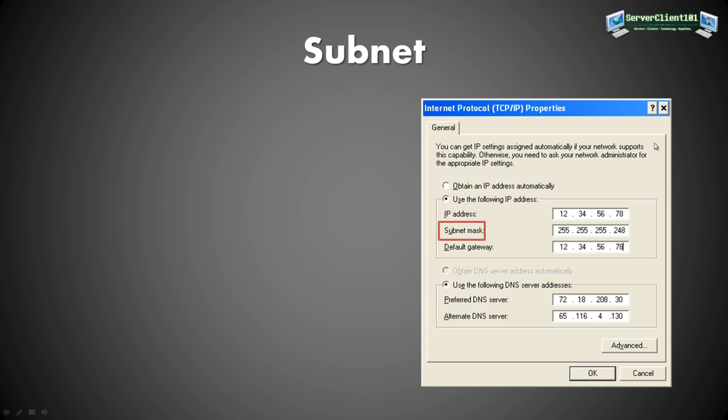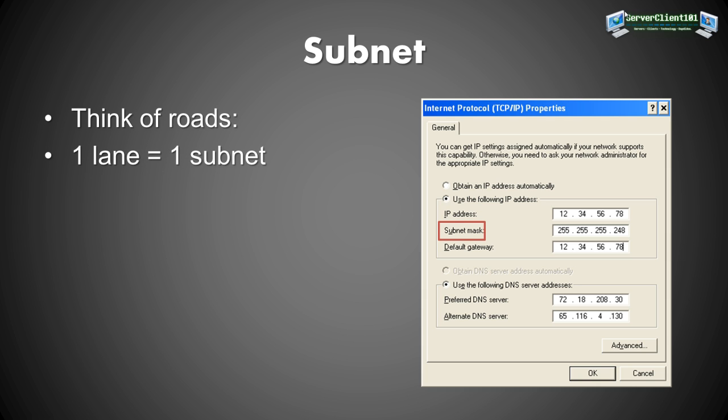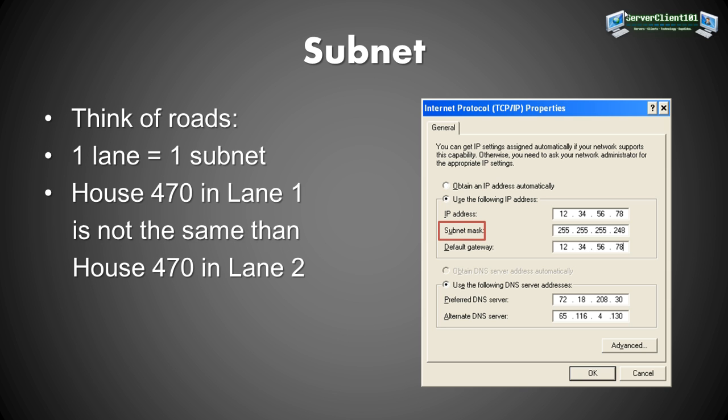Then we have the subnet. The subnet is also divided into 4 groups of numbers, and basically, if you think in roads, one lane is one subnet in this example, and you have house 470 in lane 1, but this is not the same as if you also had a house 470 in lane 2. You know what I mean? There are 2 different lanes.